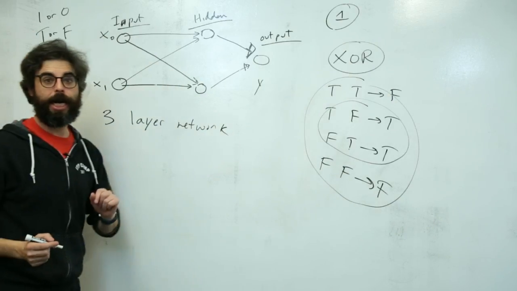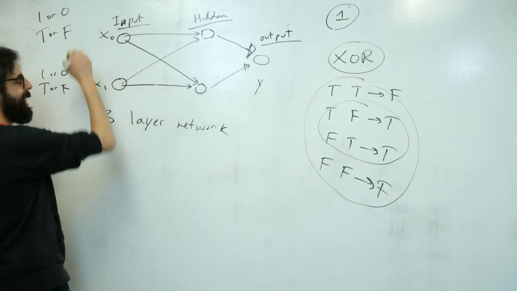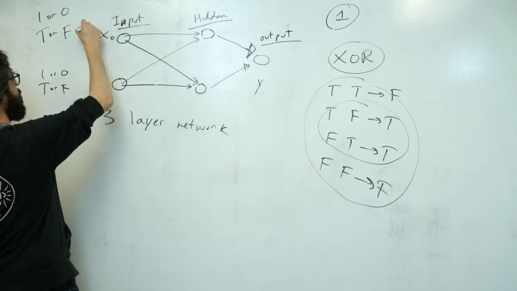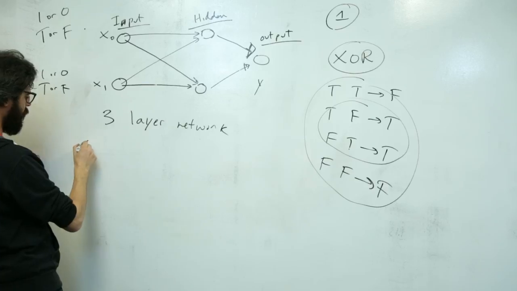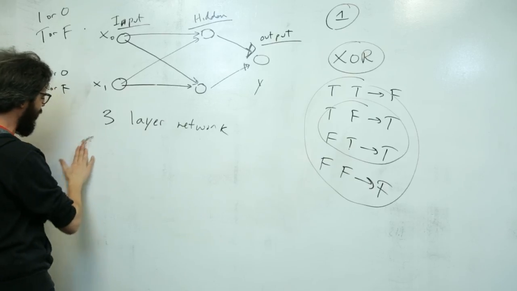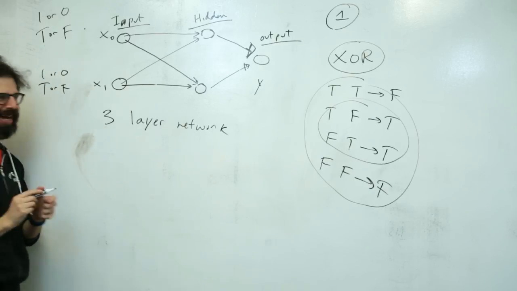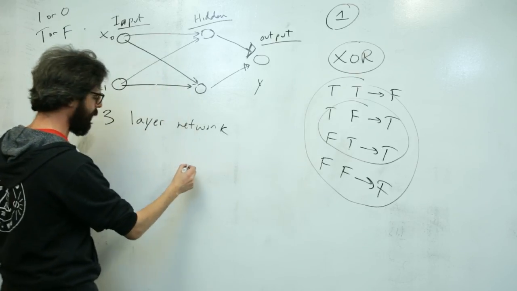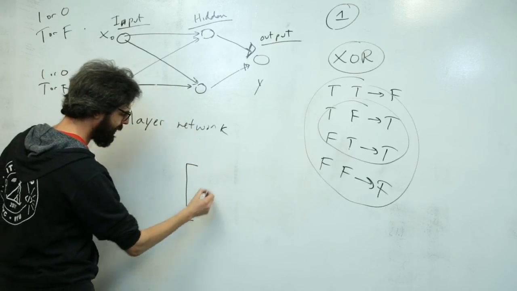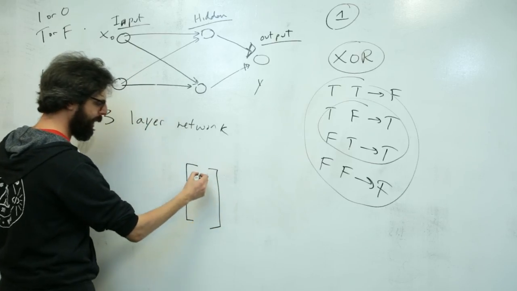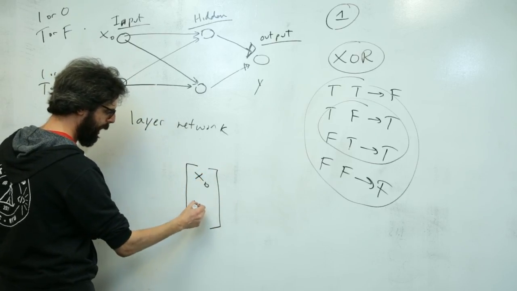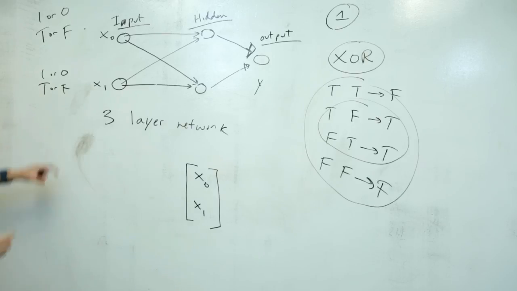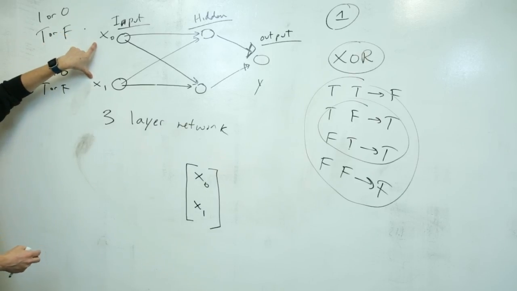Let's take an input. I'm going to get to the bias later, but first I need to represent the input in some way. The typical way that we would represent the input is in vector notation, x0, x1. So let's say I take an input of 1 and 1.